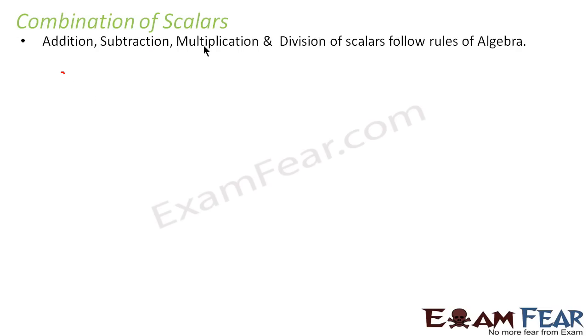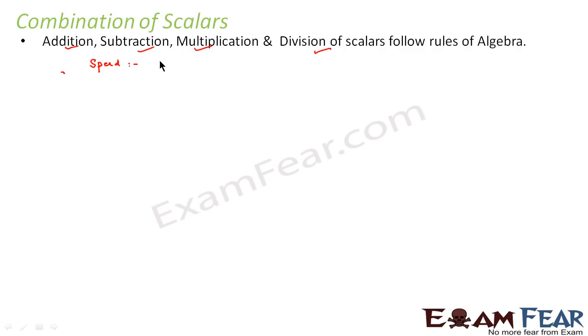Addition, subtraction, multiplication and division of scalars follow rules of algebra. That is, when we add, subtract, multiply or divide scalars, the rules will remain the same as we do it for ordinary numbers. For example, let's take the example of speed, which is a scalar quantity, right?